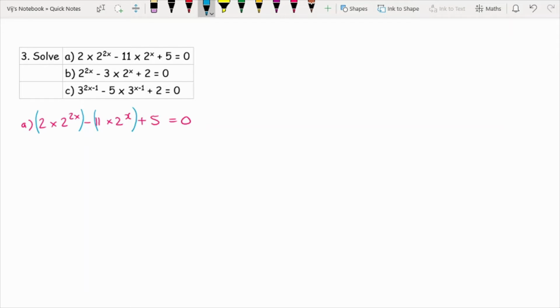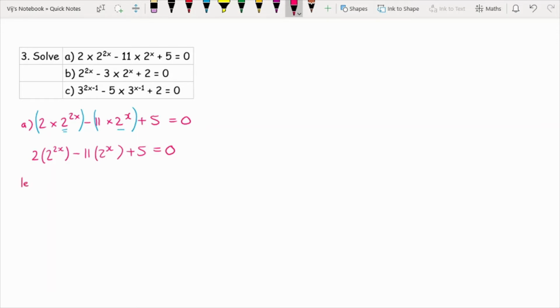I can't combine the 2 times 2 to make 4 because only this 2 here has got a power of 2x, not this one here. And likewise for here, I can't do 2 to the power of x because only the 2 has got the power of x, not the 11. So another way of writing this would be 2 bracket 2 to the power of 2x minus 11 times 2x plus 5 equals 0. So all I've done is replaced the times with brackets, so it looks like this.